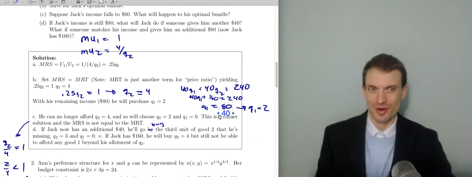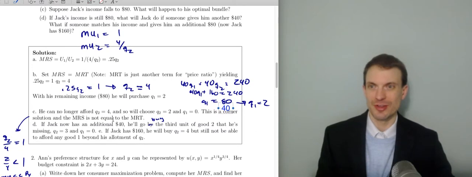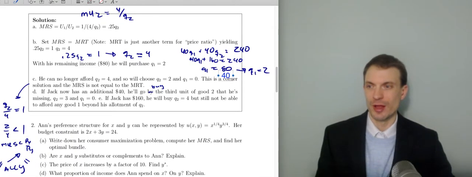This is a corner solution, and the MRS is not equal to MRT, right? What's happening here? Well, if we're comparing the marginal rate of substitution, Q2 over 4, it's equal to the price ratio, 40 over 40, which is 1.